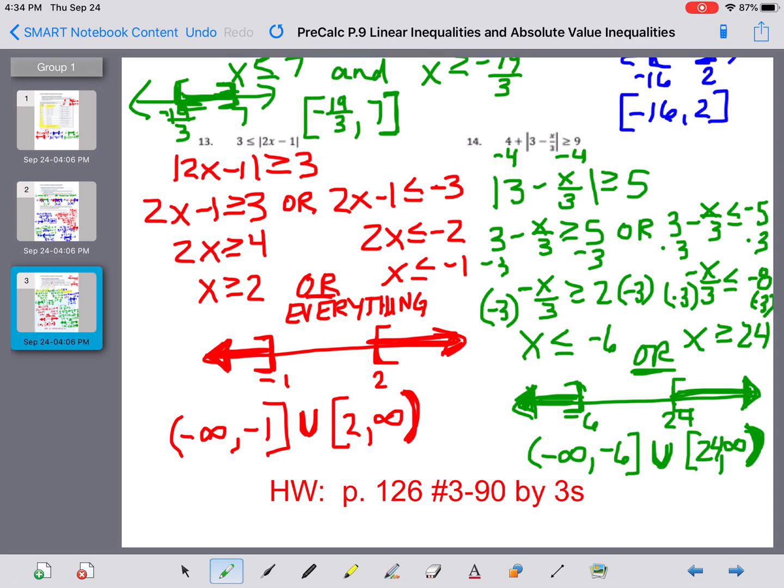We should be able to read interval notation and put it straight to the number line from the smallest to the largest all the way across. Whether it's a union or whether it's just one, it should always be smallest first all the way to largest at the end. Practice. Page 126, 3 through 90 by 3s. Do the odds. Check with Slater. Doesn't matter to me as long as you understand and practice. Good luck.